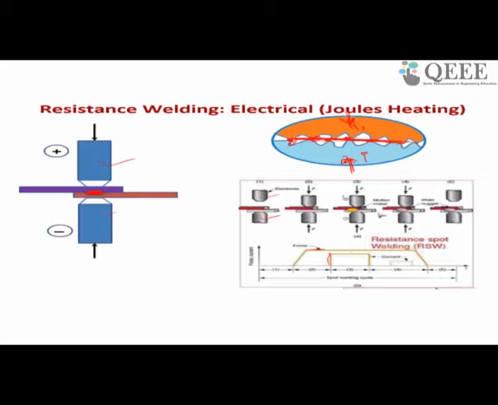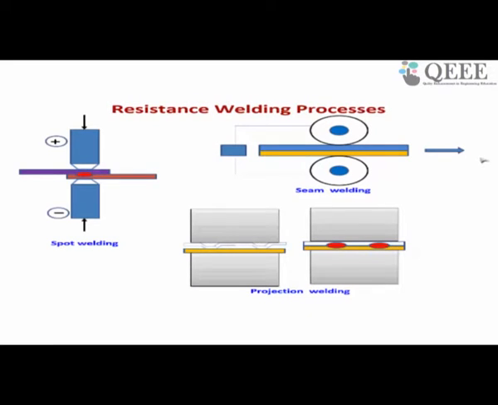It is a quick process, and since the whole process is happening under the application of load, it will not have any porosity in the material. So this is about electrical resistance welding. You can also transfer this principle to continuous welding, like seam welding.